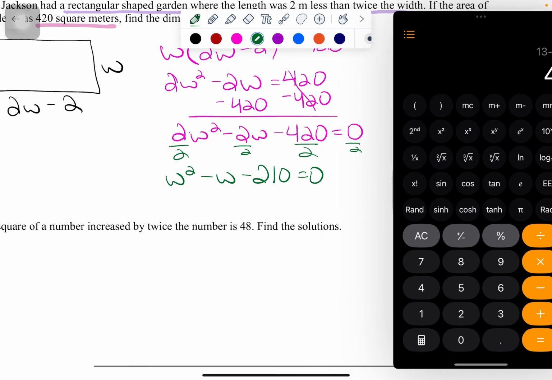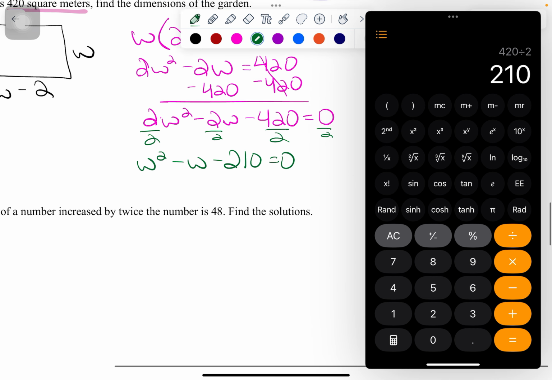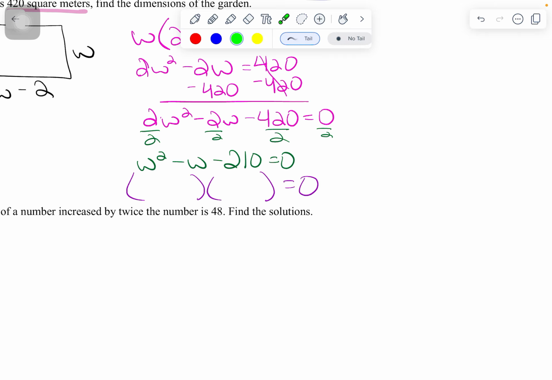I'm going to double check the 420. 420 divided by 2 is 210. Okay, I can math today. And then let me get rid of that. There we go. So let's see what kind of factoring I can do here. I'm looking for two things that multiply to negative 210 and add up to negative 1. So I already know the W is going to split easily, right? W and W make the W squared.